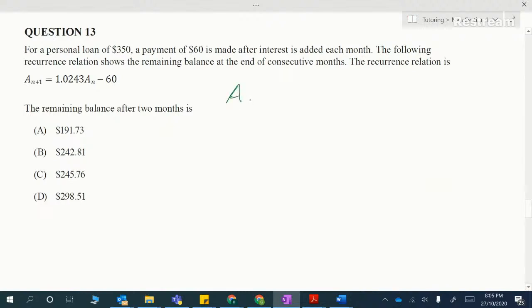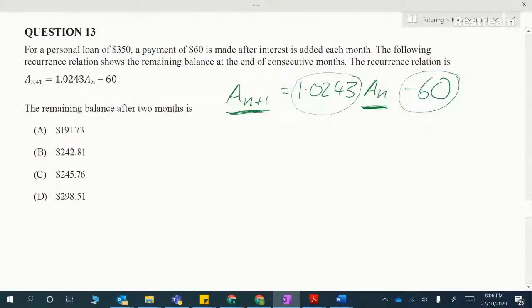Let me just rewrite this. How I think of this, I think of A(n+1) as the next term and A(n) as the current term. So I read this as, to find the next term, you take the current term and you multiply by this interest rate here, and then you take away $60. $60 is obviously the repayment, and this is the interest.